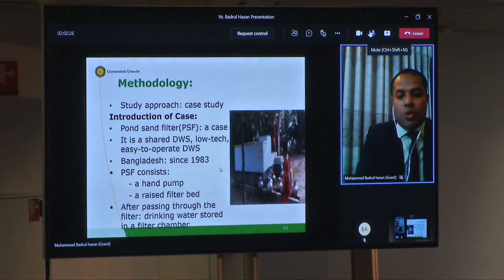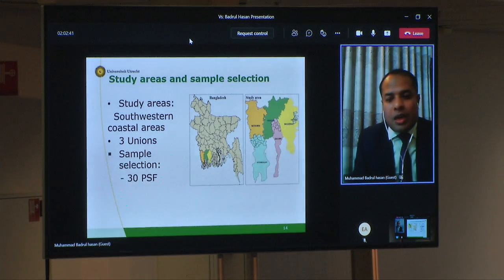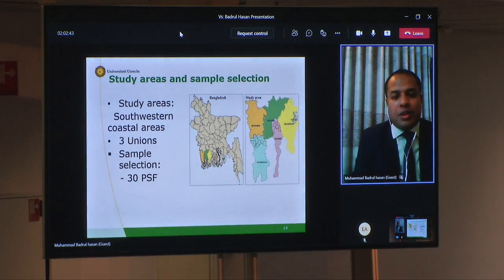Collecting the water from the pond, it is stored in the high raised chamber, and then people can collect water using the hand pump tube well. That's the concept of the pond sand filter system. I have conducted my study in the southwestern coastal area of Bangladesh, where people suffer from a scarcity of drinking water.